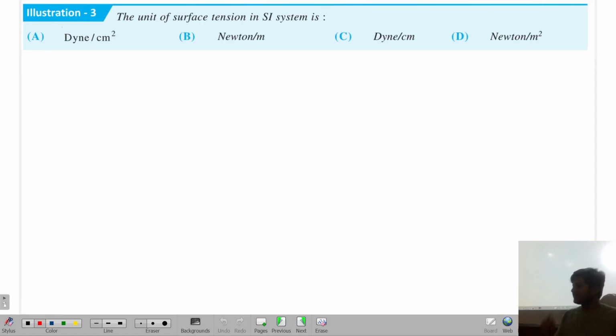Next is surface tension, easy. You have to learn it. The SI unit of surface tension is what? Surface tension is equal to force by length. Option D, Newton by meter.